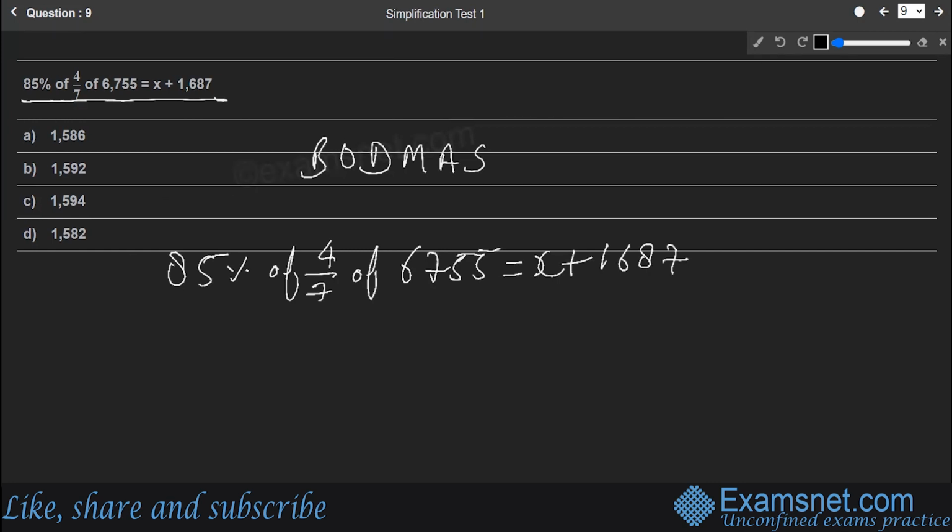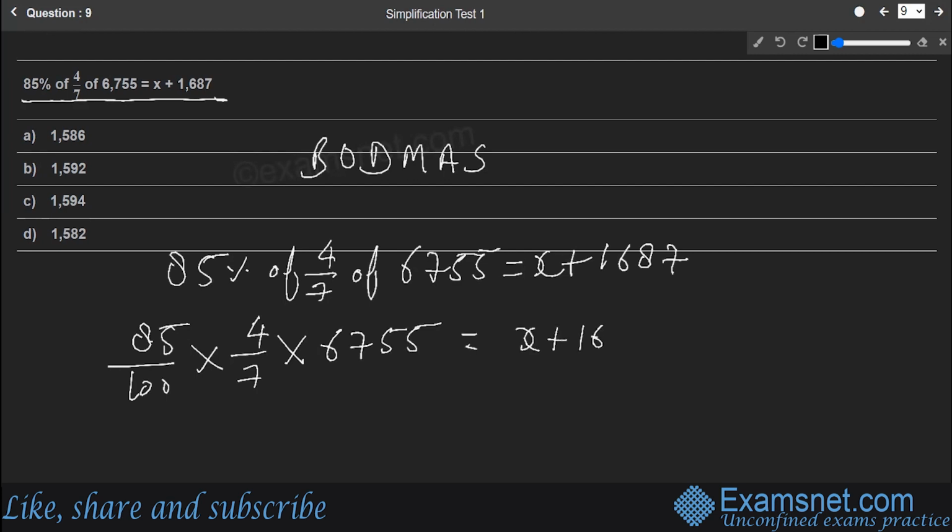Let us try to simplify this. So it is coming out to be 85 by 100. This is how we calculate percentage. 85 by 100 times, of is multiplied, so it's going to be 4 by 7. Again there is an of, so again multiplied, 6755 is equal to x plus 1687. Now we are supposed to simplify this. Let us see what all we can cut. So obviously this particular thing can be cut. 7 can cut this number. 7 9s are 63, then there is 4 left out, 7 6s are 42, 3 left out, 7 5s are 35.